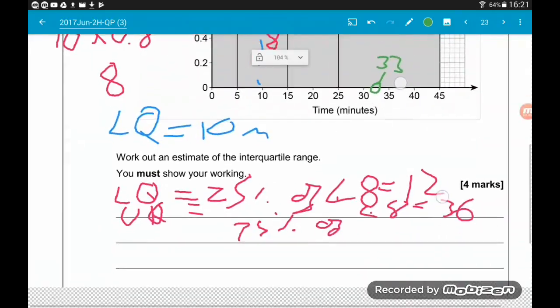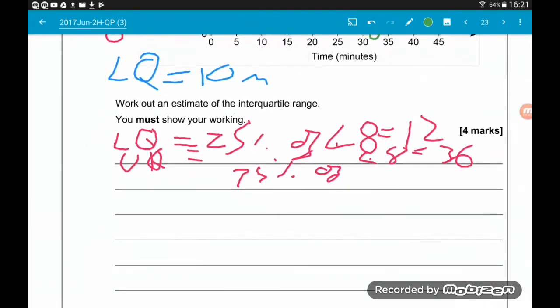So then, the estimate for our interquartile range is upper 33, take away lower, so 33 take away 10, it's 23 minutes. Jobs are good.